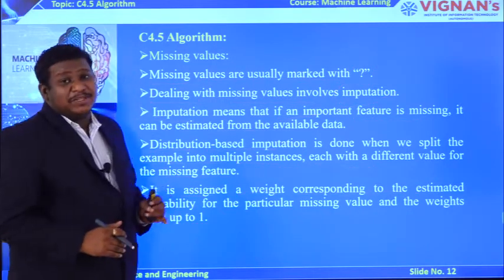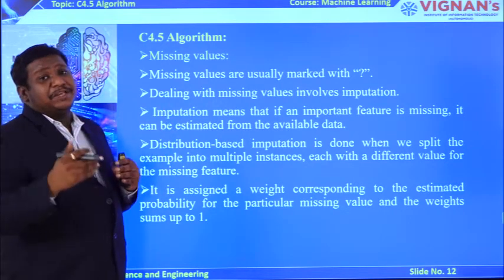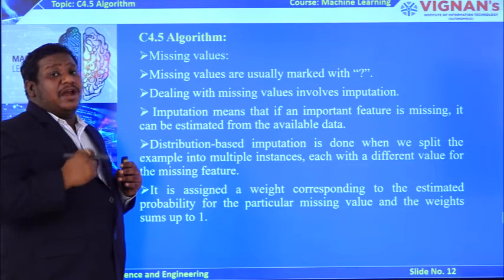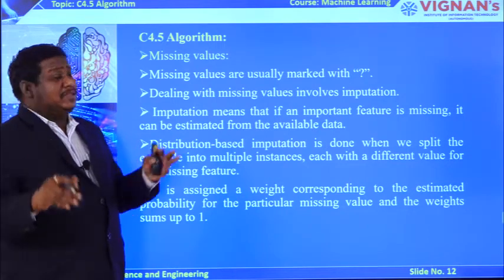Missing values are always represented with a question mark, and handling these missing values is called imputation. And what is the imputation process? Filling the unavailable data from the available data is called imputation.